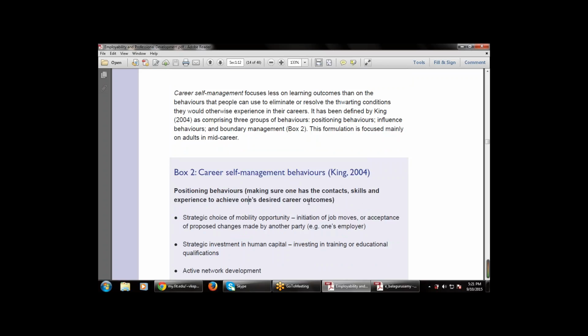Then there are the strategies used in the investment in human capital, that is, what are the various strategies used for human capital, that is, investing in training or educational qualification. That is also one of the criteria for the strategies that are available for the development of the strategies.